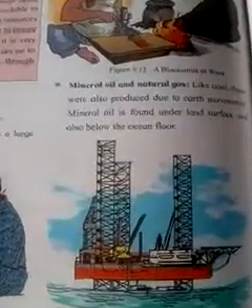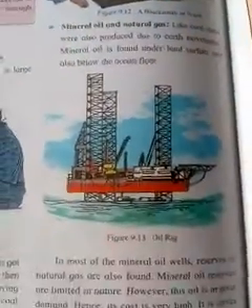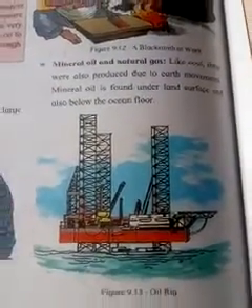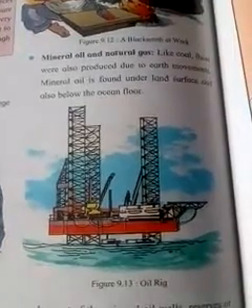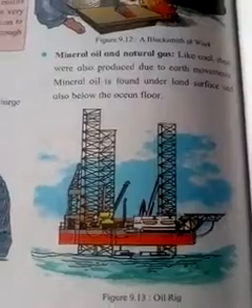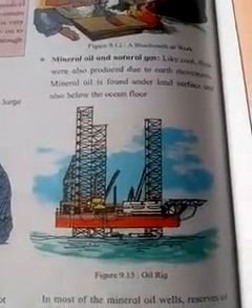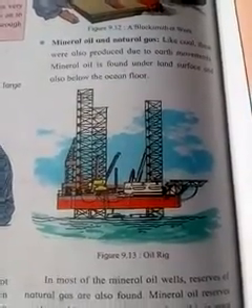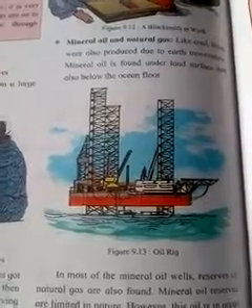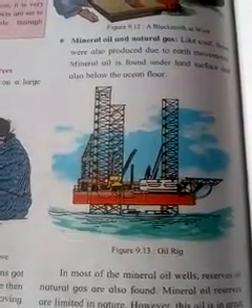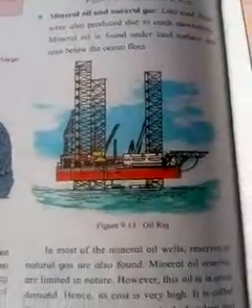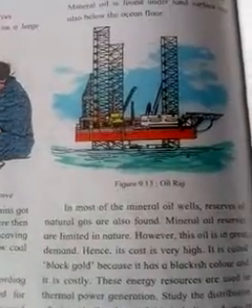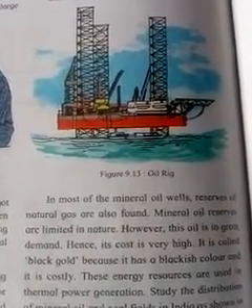That means in these substance based energy resources, mineral oil and natural gas are important substances. Like coal, they are also produced due to the earth movement. Mineral oil is found under the land surface and also below the ocean floor. In most mineral oil wells, reserves of natural gas are also found.